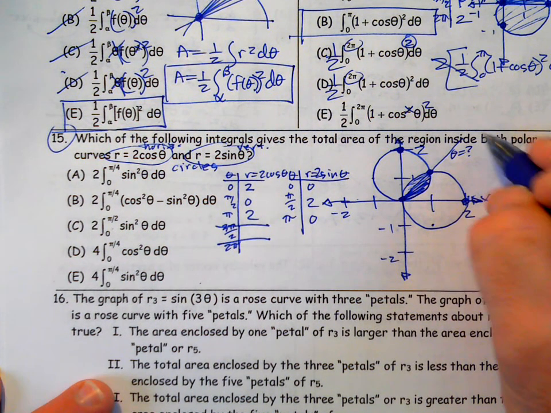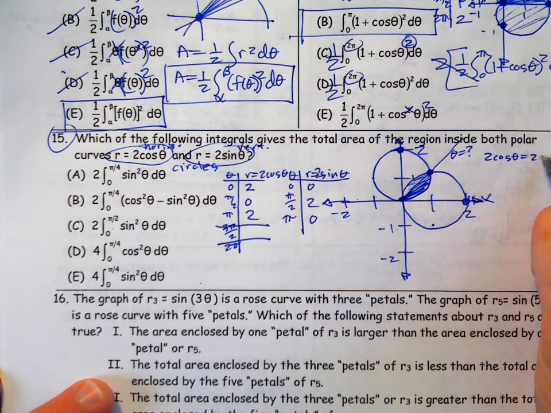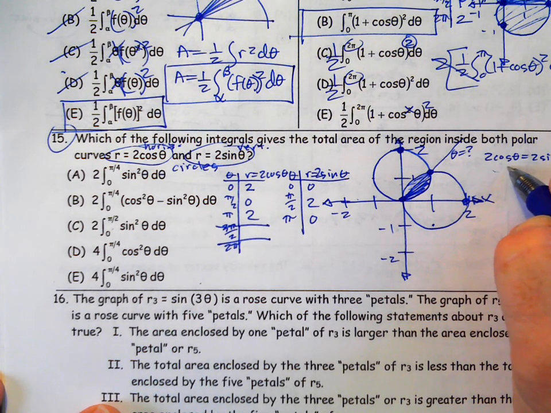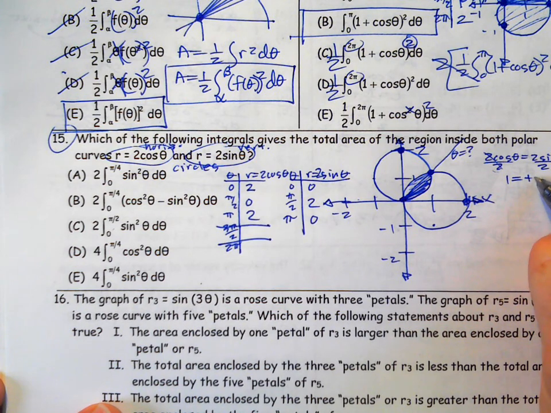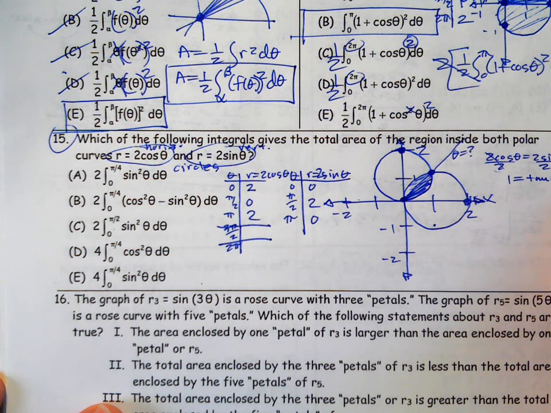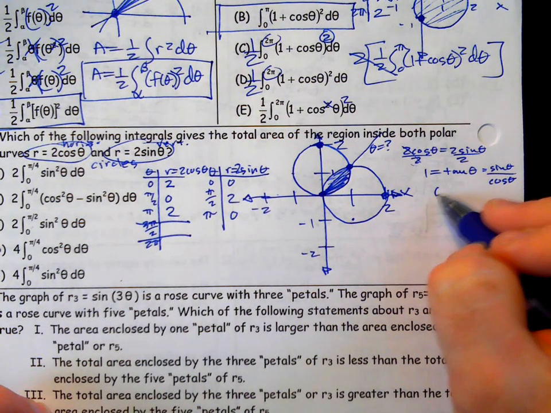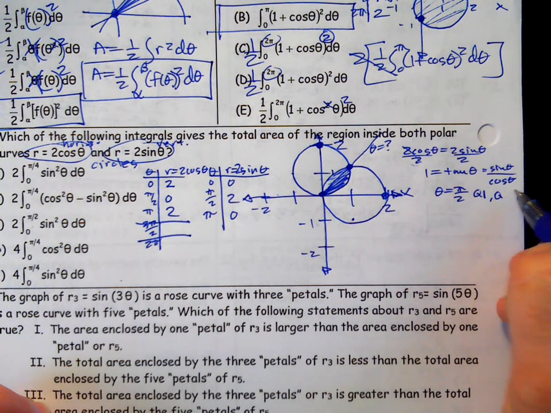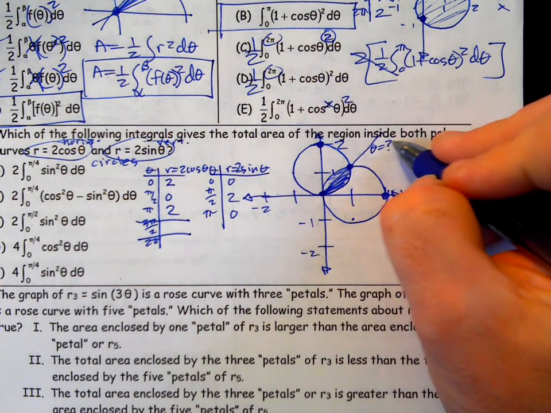So what we do is we set the r's equal to each other, and however you want to do it, you could divide by 2, you could divide by cosine and say, all right, when does tangent equal 1? But then I would think, when is sine over cosine equal 1? When are sine and cosine the same? That would be at pi over 4, and quadrant 1 and quadrant 3 will give you a positive. This is clearly quadrant 1 from our picture, so this is pi over 4.